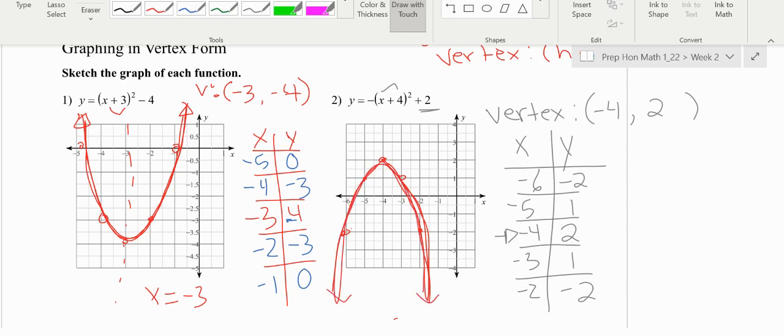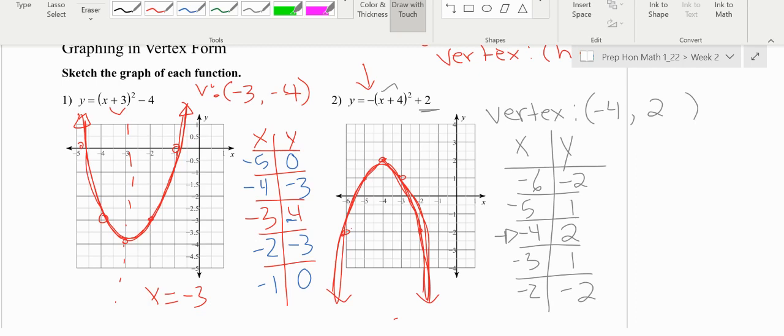So again, it's symmetrical. We have our vertex. In this case, our vertex is our highest point, or our maximum. That's not a coincidence, though. You can see our A value that we listed in the vertex form is negative. So anytime that leading coefficient, or that A value in vertex form, is negative, it's going to open downwards.